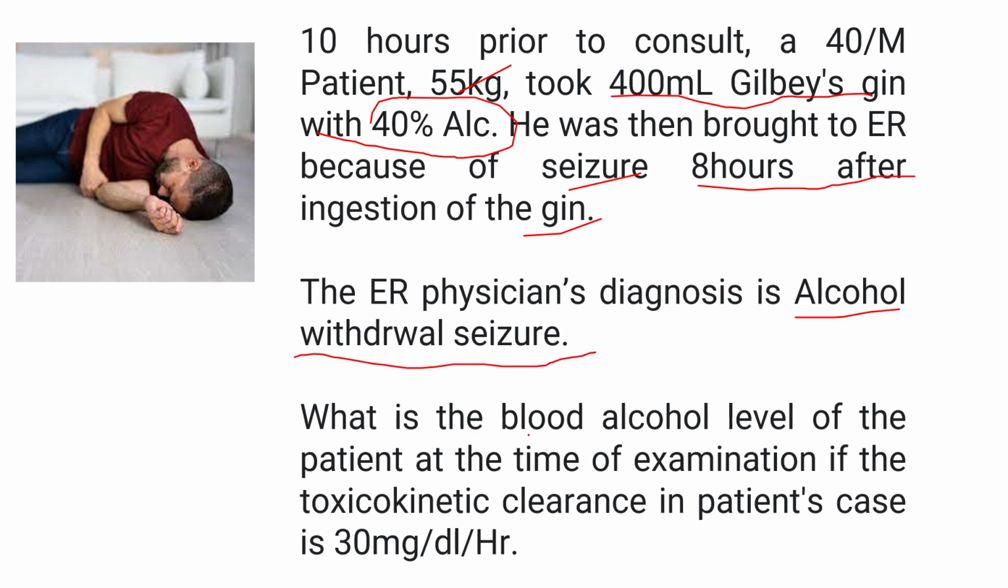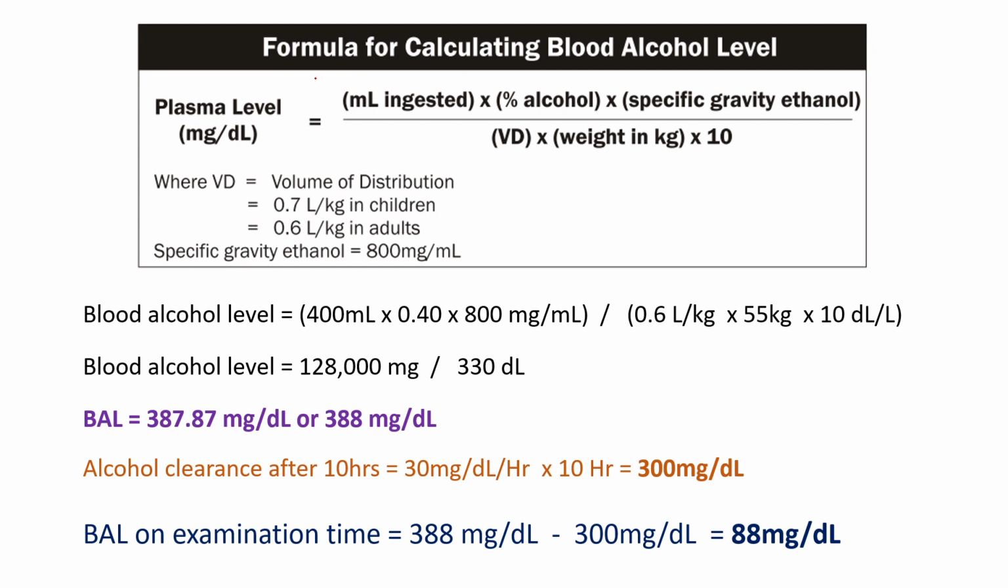Question: what is the blood alcohol level of the patient at the time of examination if the toxicokinetic clearance in the patient's case is 30 milligram per dl? So we have the formula for calculating the blood alcohol level: ml ingested times the percent of alcohol times the specific gravity of ethanol, which is a constant 800 milligram per ml.